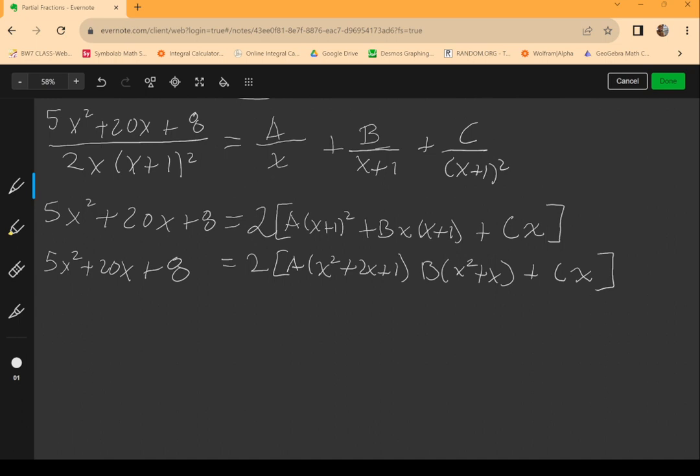So now let's start grouping all the coefficients for the x squared, the x, and the constant, right? So let's start with the x squared. So notice we have an a and a b. And don't forget the factor of 2 on here. So we'll have 2a plus b for the x squared.